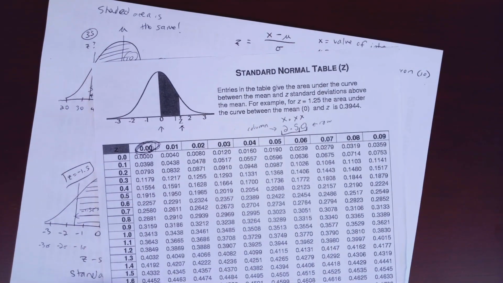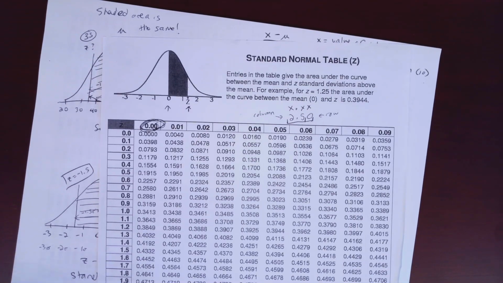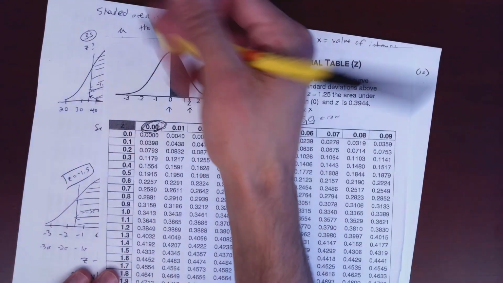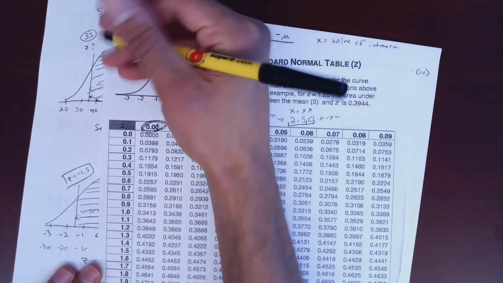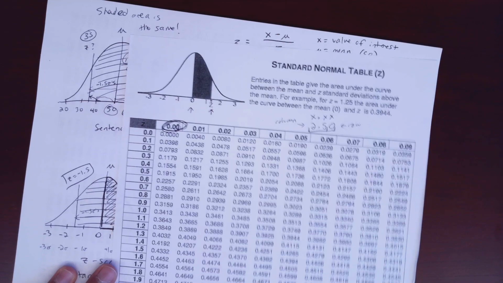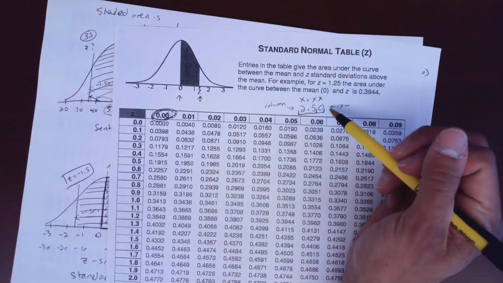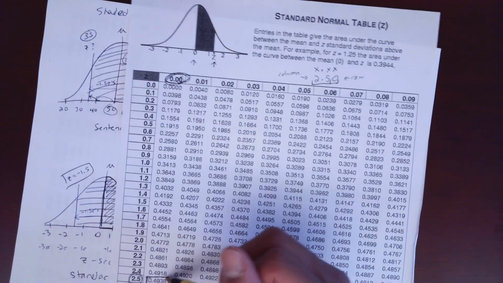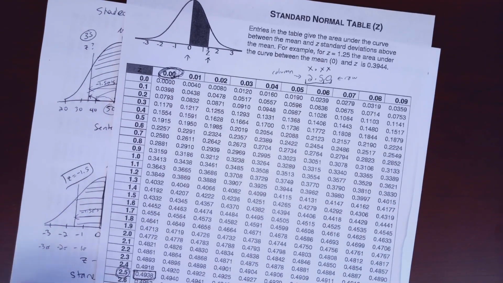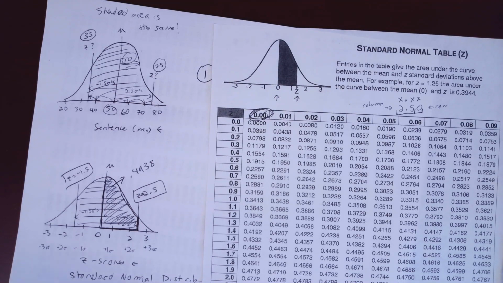Well, this is a symmetrical distribution. So, as it turns out, you can ignore the negative sign completely because you'd have the exact same area under the curve on either side, whether it's positive or negative. So the z-score for 2.5 or negative 2.5 would give you the exact same area. And a z-score for 1.5 or negative 1.5 would give you the exact same area.